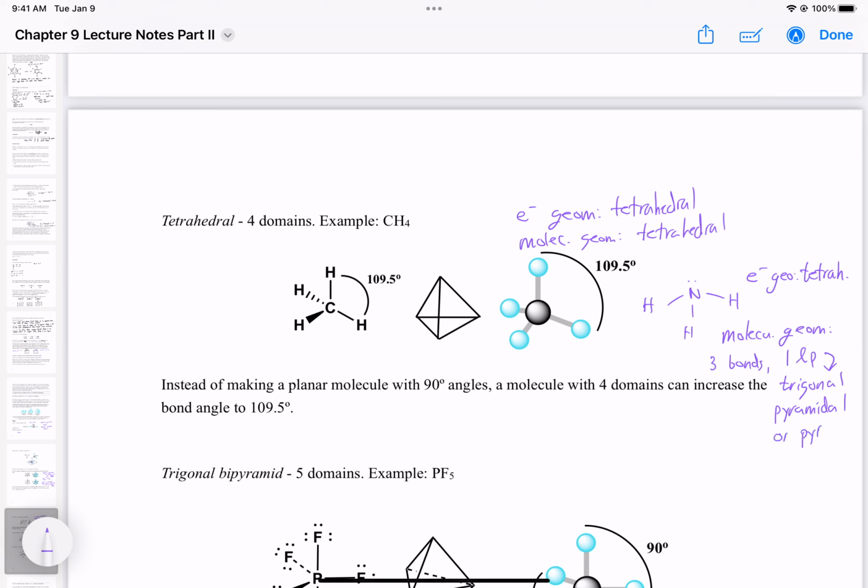The reason we call it pyramidal is that it looks like a pyramid if you were to draw the nitrogen structure in 3D. So that's why we call it pyramidal. So that's trigonal pyramidal. Now let's do one more example. Now we have 2 lone pairs instead of 1. So our classic example is water, very similar to sulfur dioxide we just talked about.